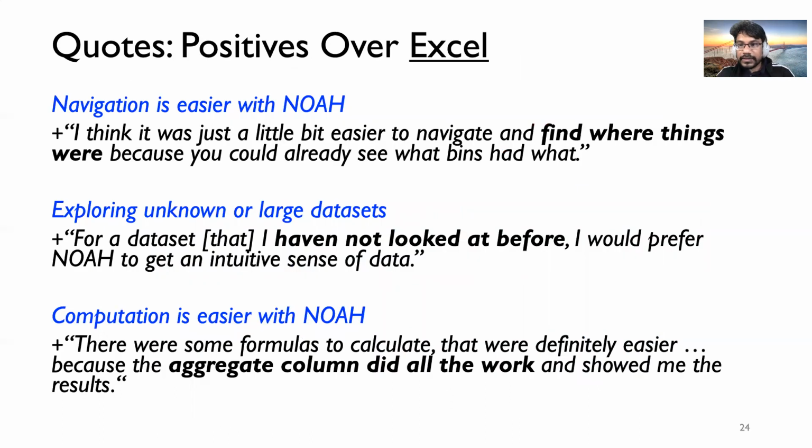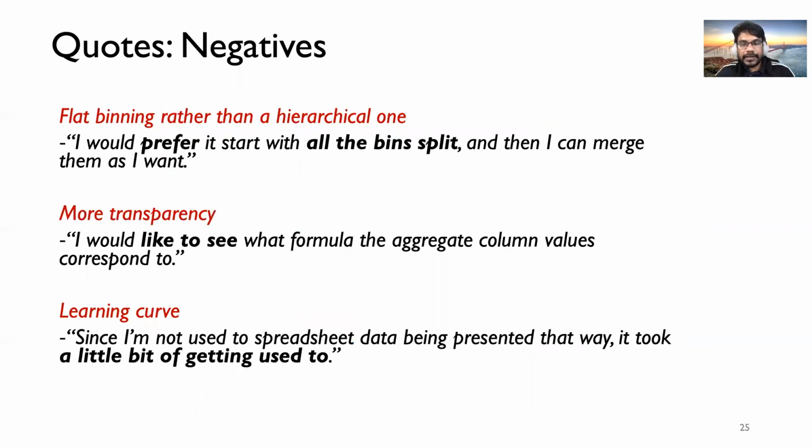Participants found that NOAA was very easy to use and faster when navigating large-scale data. Participants found the formula computation process in NOAA to be less cumbersome than Excel, as expected. However, there was some negative feedback too. For example, some participants commented that they preferred a flat representation of the overview for categorical data as opposed to the hierarchical one. Some participants requested more transparency and visual cues on the overview interface, and some commented that some of the new features might take some more time for them to learn.